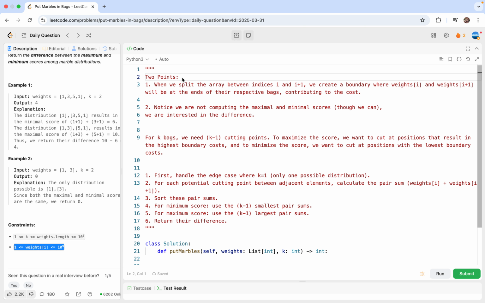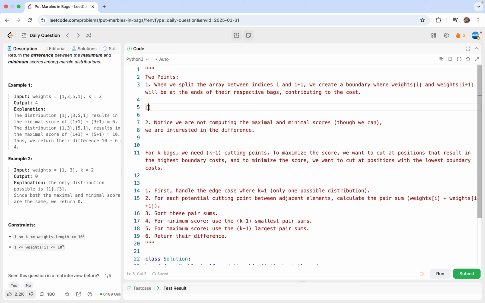There are 2 points you need to realize or digest so that you can easily do the problem. First is that when we split the subarray between indices i and i plus 1, then we create a boundary where weight i and weight i plus 1 will be the ends of their respective bags. Therefore, both values will contribute to the final cost. So this is the one point. It's very easy to understand, right?